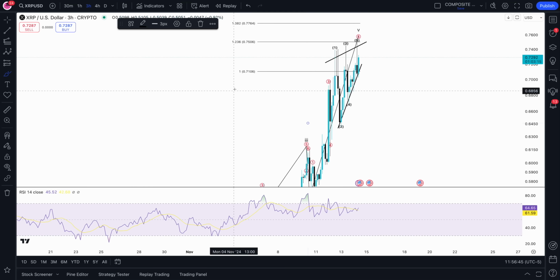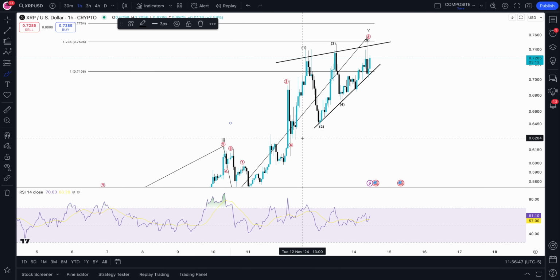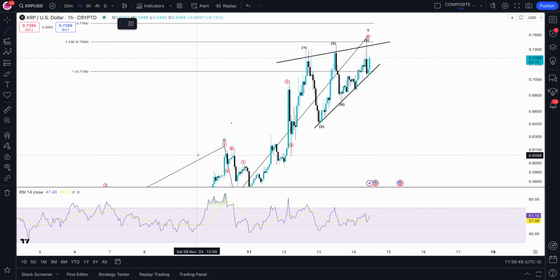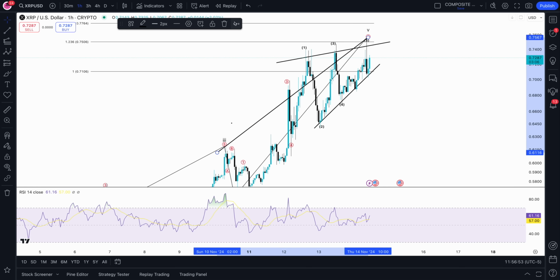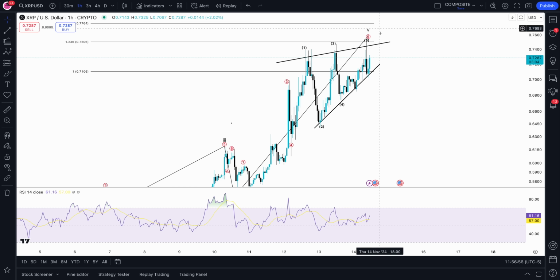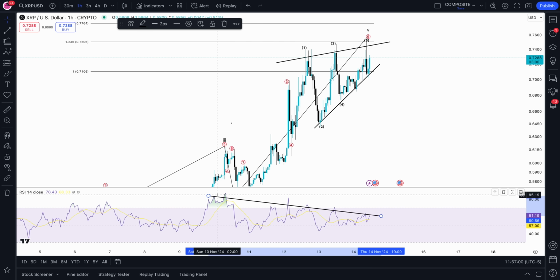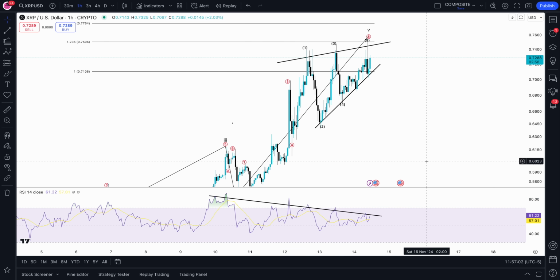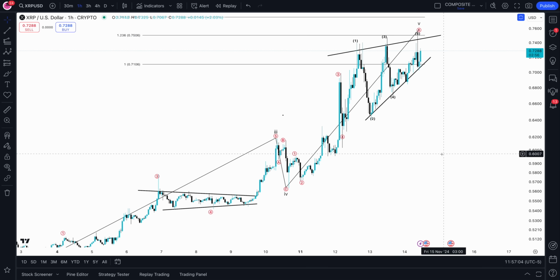And when we take a look here at the hourly time frame, when we take a look at the wave 3 high up to the current high, we just see consecutive highs. But on the RSI, we have consecutive lower highs. So that's triple negative divergence at the highs.